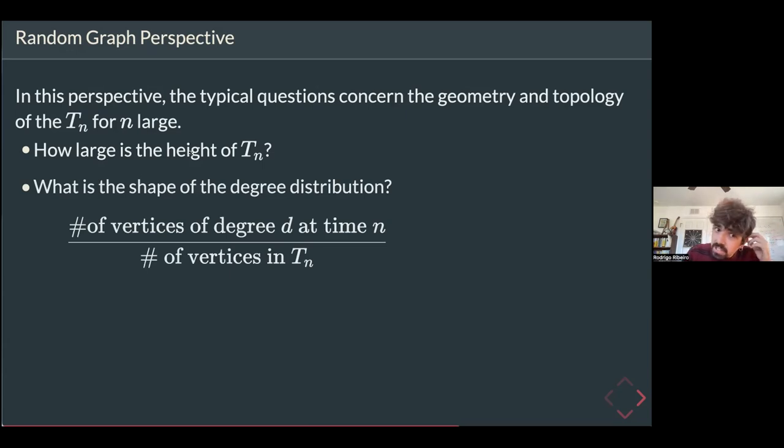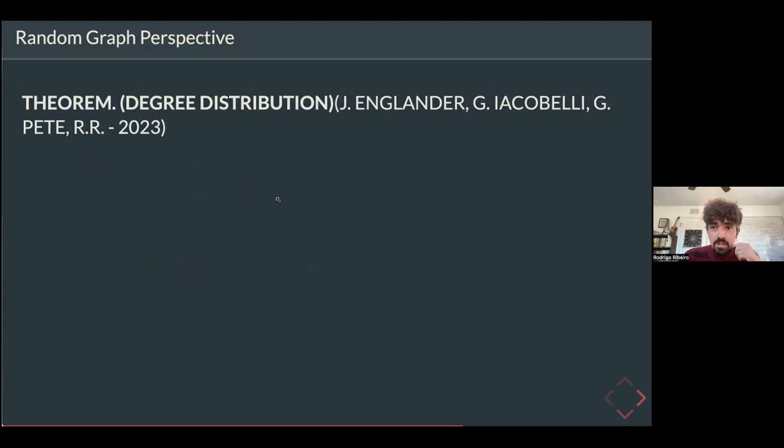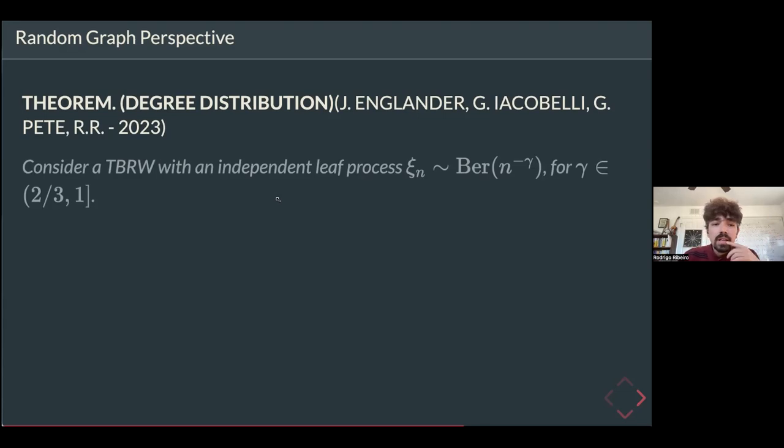You can also ask what the shape of the degree distribution is. What I mean by this is you can compute the fraction of vertices with degree d at time n and let n go to infinity to see what is happening at infinity. And you can also ask questions about the maximum degree, for instance, what is the maximum degree of the tree? These are the questions that we answered in this ongoing collaboration with János Engländer, Giulio Iacobelli, and Gábor Pete.